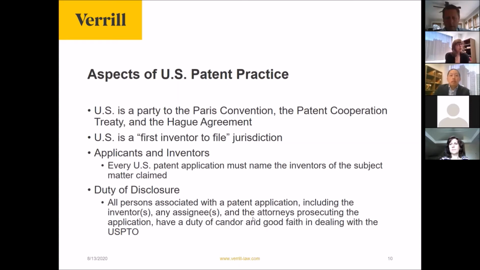It is possible to institute what's called a derivation proceeding in the U.S. to determine if one inventor derived an invention from another inventor, if you do have competing applications, but that's not so common, I should say. It's important to think about applicants and inventors in the U.S. So every U.S. patent application must name the inventors of the subject matter claimed. And these are the individuals, the people who came up with the invention, who conceived the invention and helped to reduce it to practice, if you like.